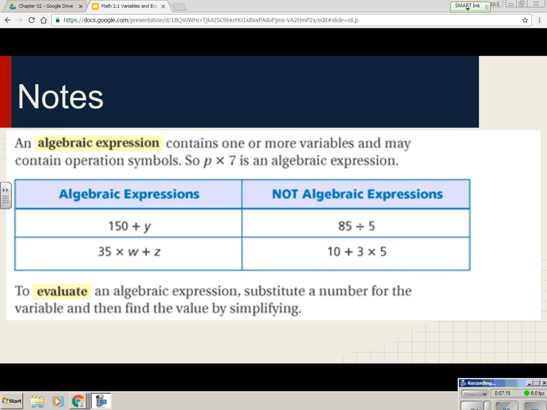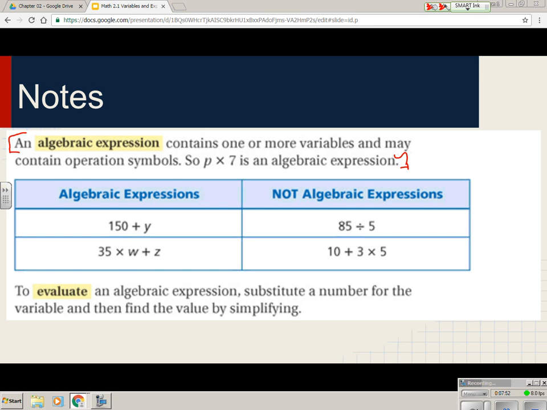A couple other words you'll hear me talk about, and we already kind of introduced this a few minutes ago in the video. An algebraic expression. That's your next vocabulary word. What this does is it contains one or more variables and may contain operation symbols. I do put the bracket all the way over here because I want you to have the example. P times 7 is an algebraic expression. We have our variable P, we have our constant 7, so it's an algebraic expression.